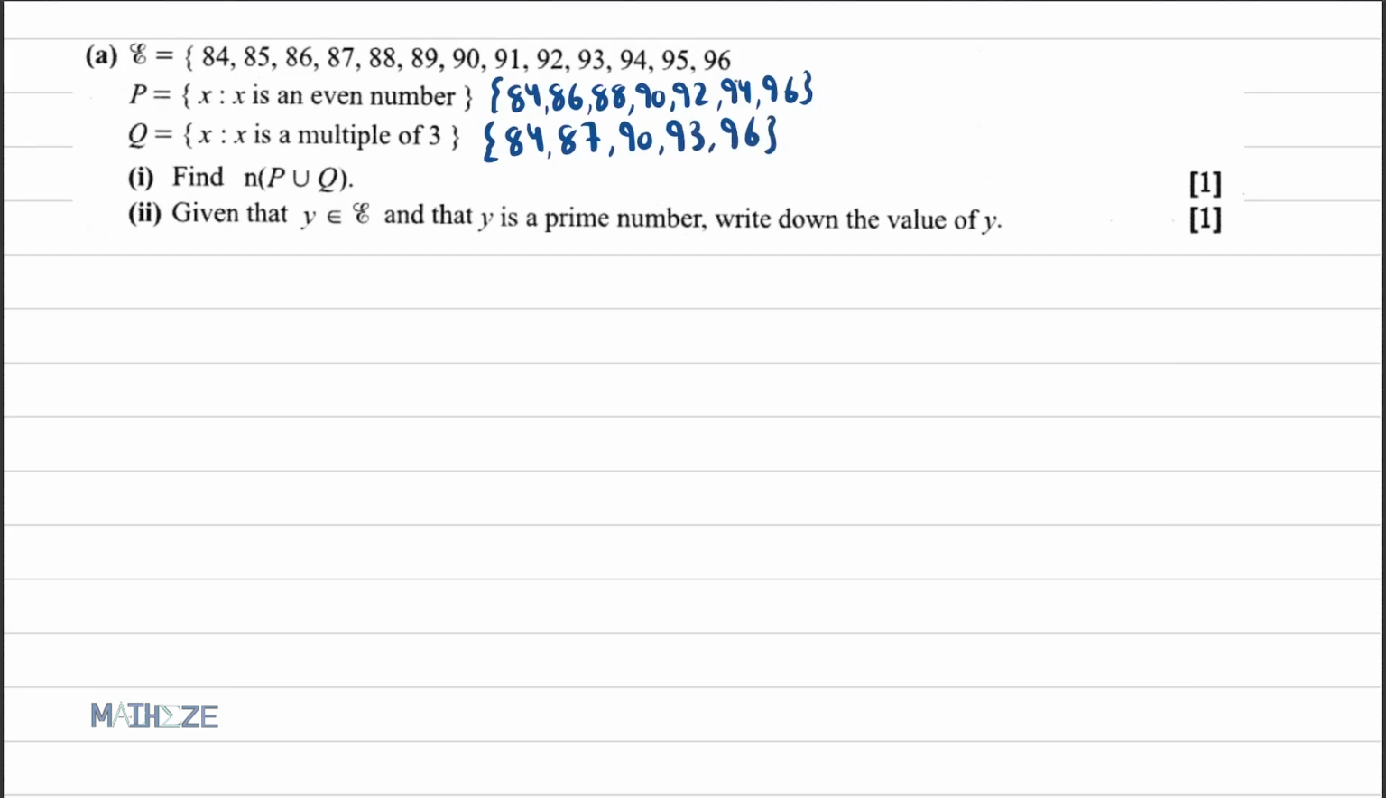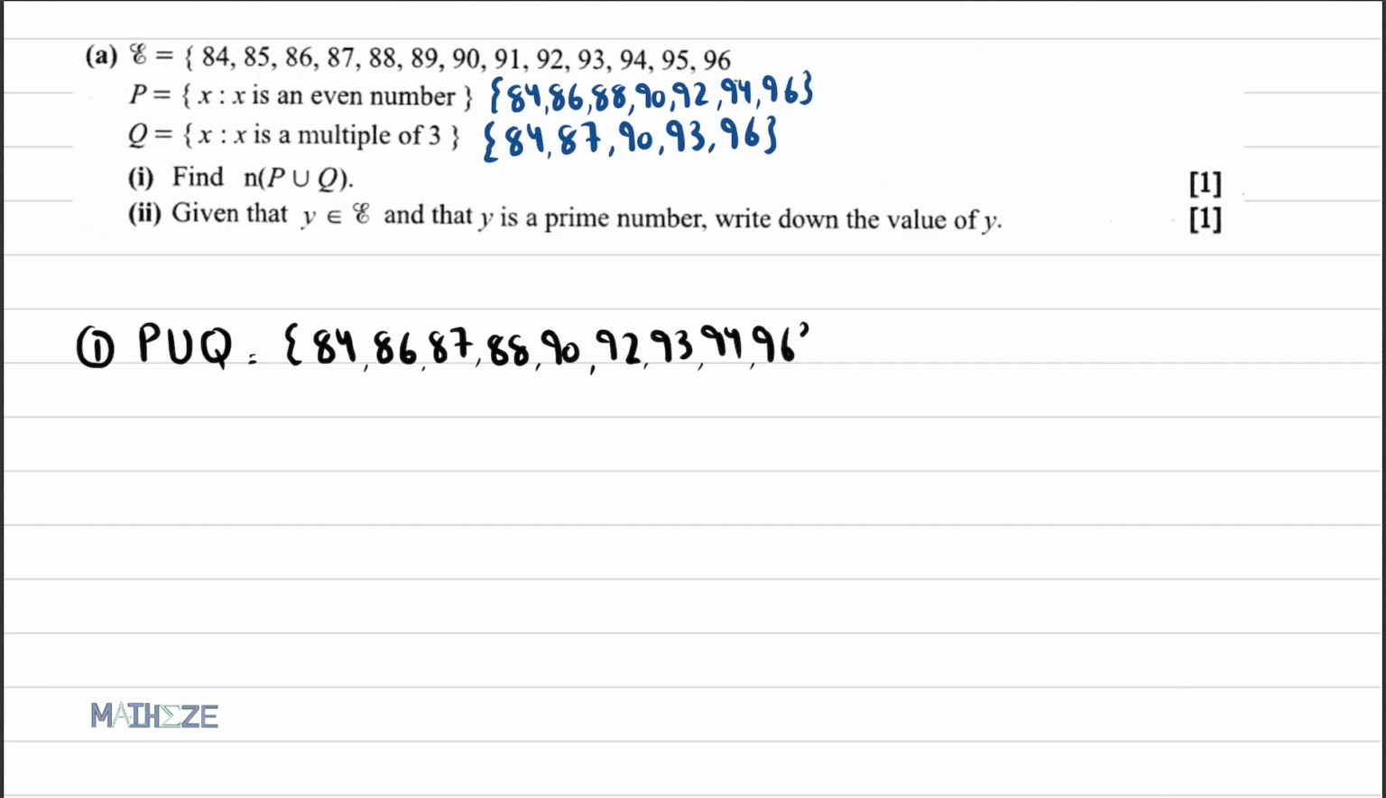In the first part, I'm supposed to find P union Q. Let's find out. P union Q means all elements of P and Q, but those which are repeated will only come once. 84, 86, 87, 88, 90. 90 is coming in both the sets, but I'll just write it once. 92, 93, 94, 96. Got till this point? Now, in the question, it says n of P union Q. It means number of elements.